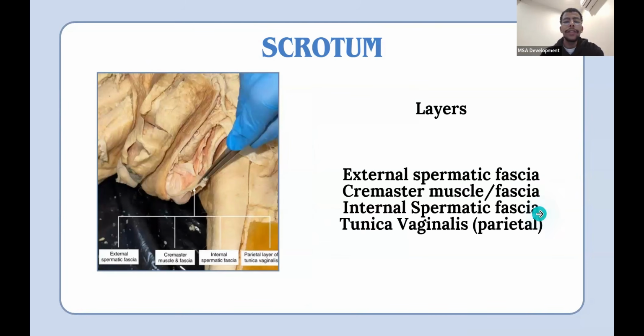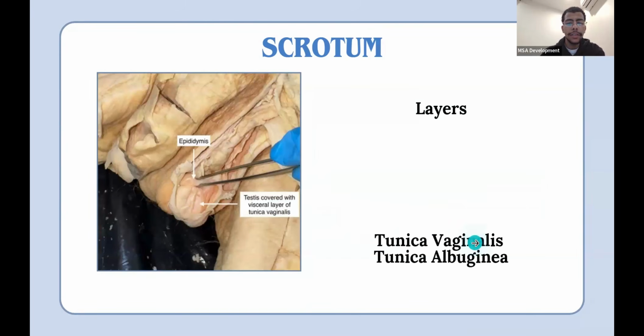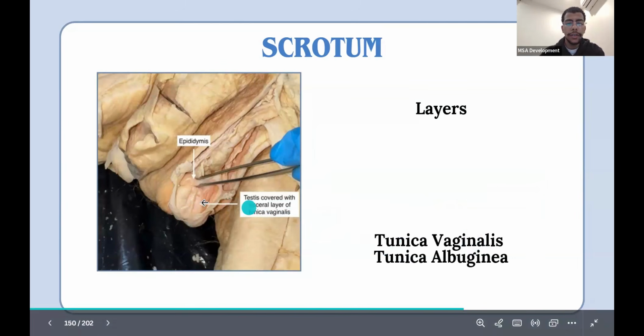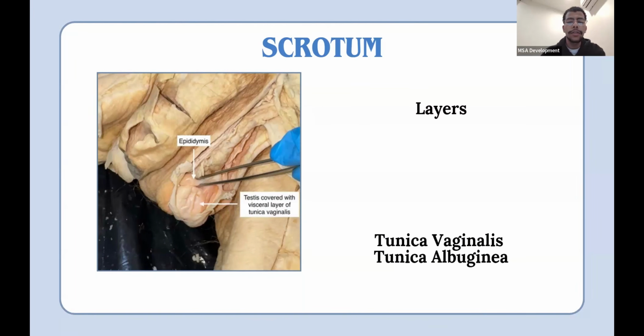Okay. Then we have all of these together. We call them the external spermatic fascia from outside to inside. Cremaster muscle fascia, internal spermatic fascia, tunica vaginalis, parietal, and we have a visceral layer, okay, which is stuck to the testes itself, and then tunica albuginea, okay.